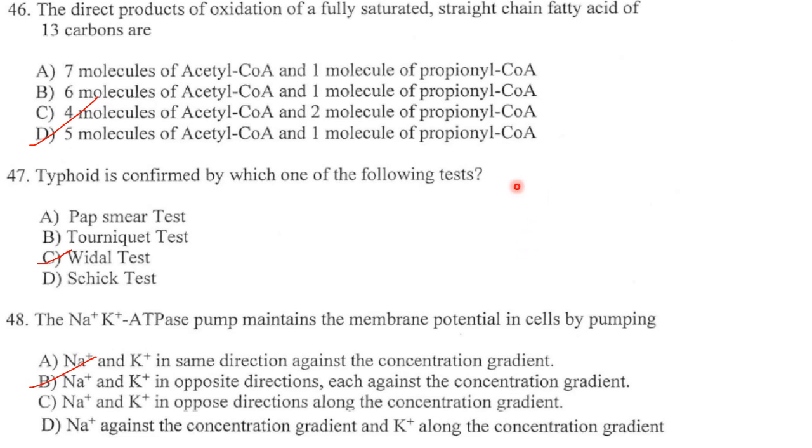Then next one, the direct products of oxidation of a fully saturated straight chain fatty acid of 30 carbons. So you will get 5 molecules of acetyl CoA, 1 molecule of propanoyl CoA. Answer is option D, that is 5. No, sorry, option D. Then typhoid is confirmed by which of the following test? It is Vidal test. Answer is option C. Then the Na positive K plus ATPase pump maintains the membrane potential in cells by pumping Na plus and K plus in opposite directions, each against the concentration gradient. Answer is option B.